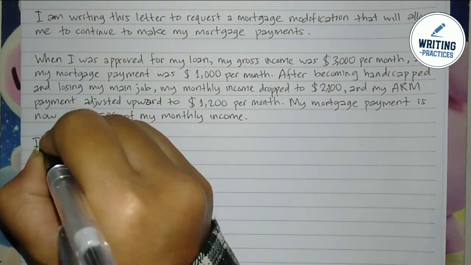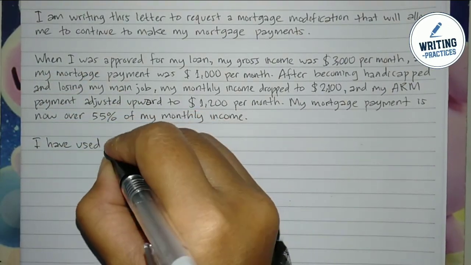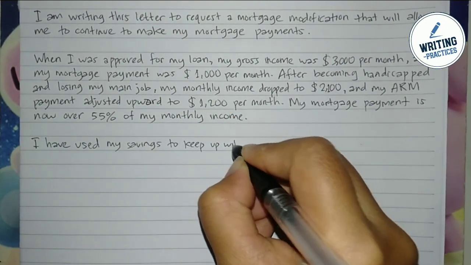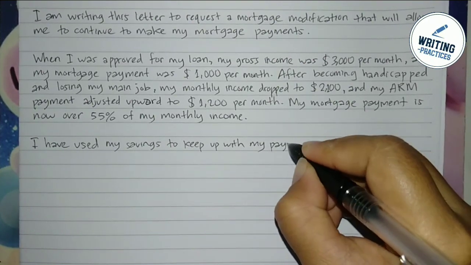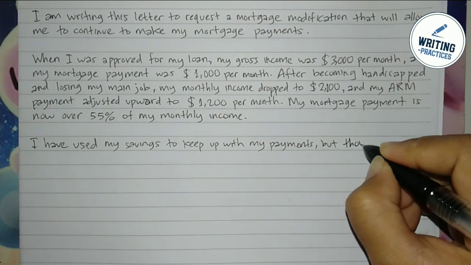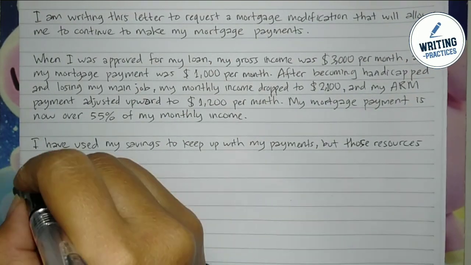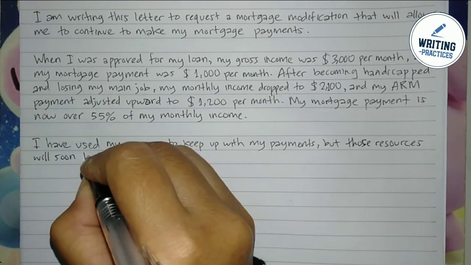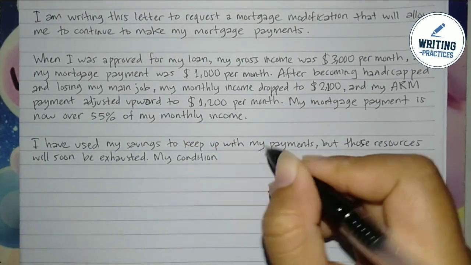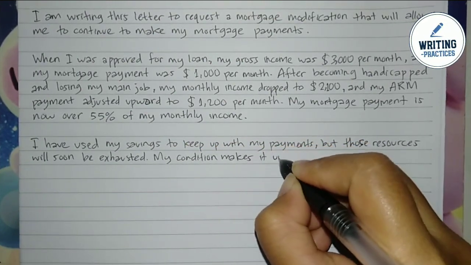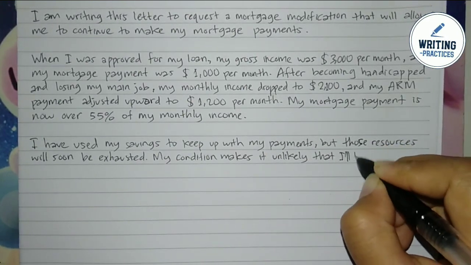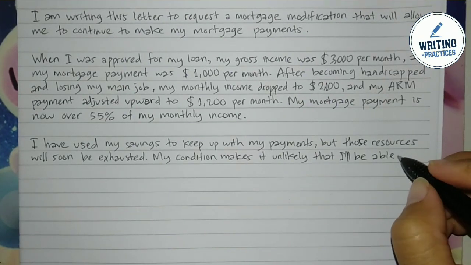In the third paragraph, explain how you have tried your best to pay for the mortgage. For example, you may use your savings, but it is still not enough. So, you can say something like, I have used my savings to keep up with monthly payments, but these resources will soon be exhausted. Reading this, the recipient may suggest you to find a second job. Before it happens, you can state clearly how your condition doesn't support it. Of course, you will need to attach your medical report to do so.